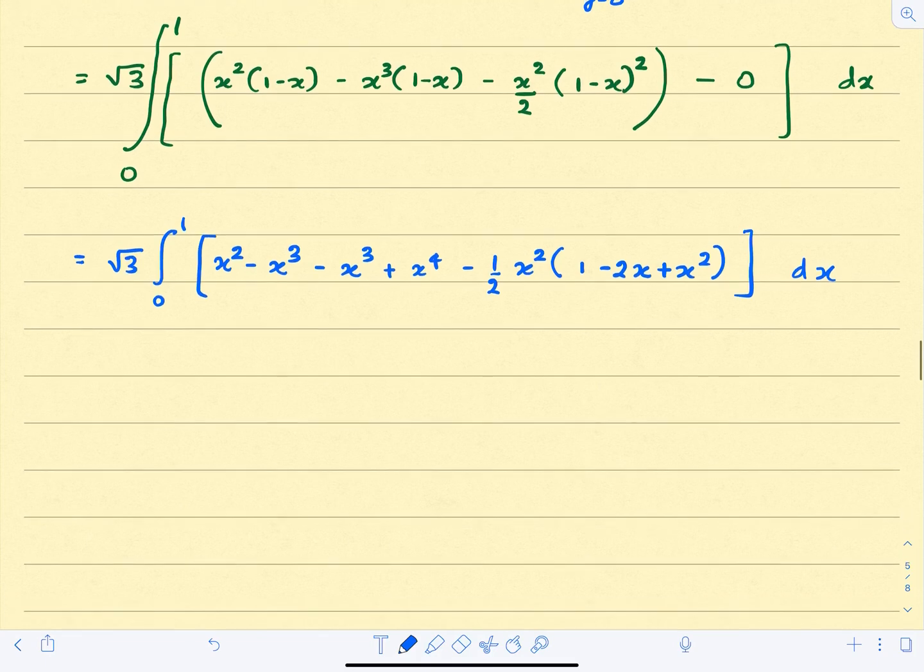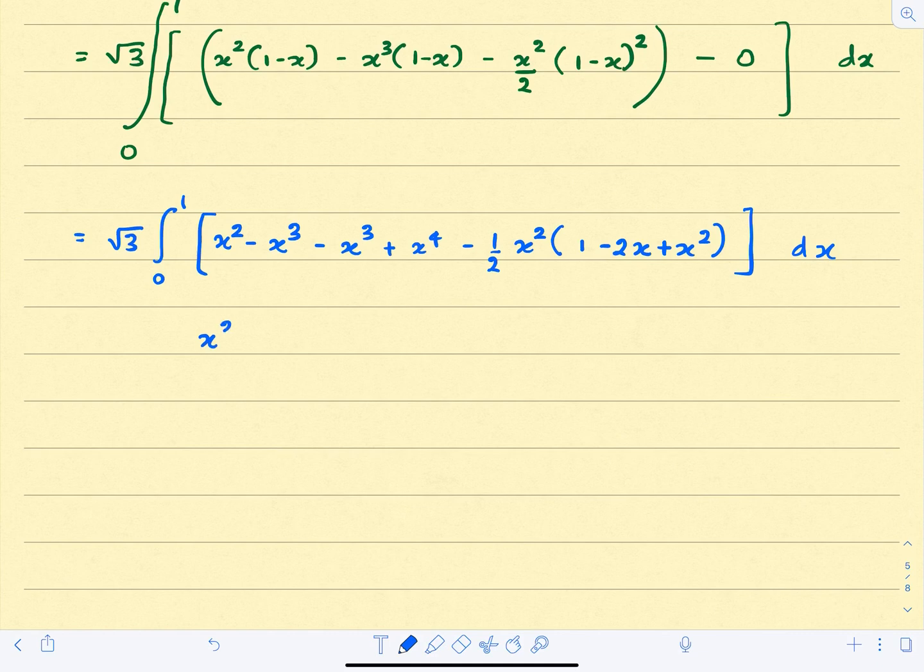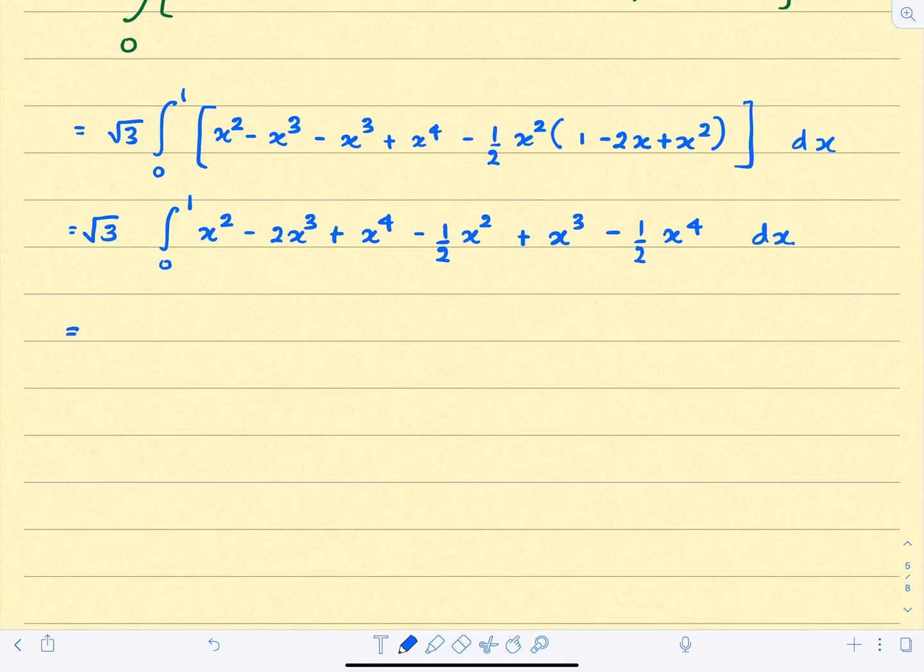I think we can combine the similar terms. So you have x squared minus 2x cubed plus x to the power 4 minus 1/2 x squared plus x cubed. Now I am distributing this negative 1/2 x squared term. So negative 1/2 x squared times 1 is the same thing. And then negative 1/2 x squared times negative 2x will give you positive x cubed. And finally you will get minus 1/2 x to the power 4, dx. So this is just simple algebra.